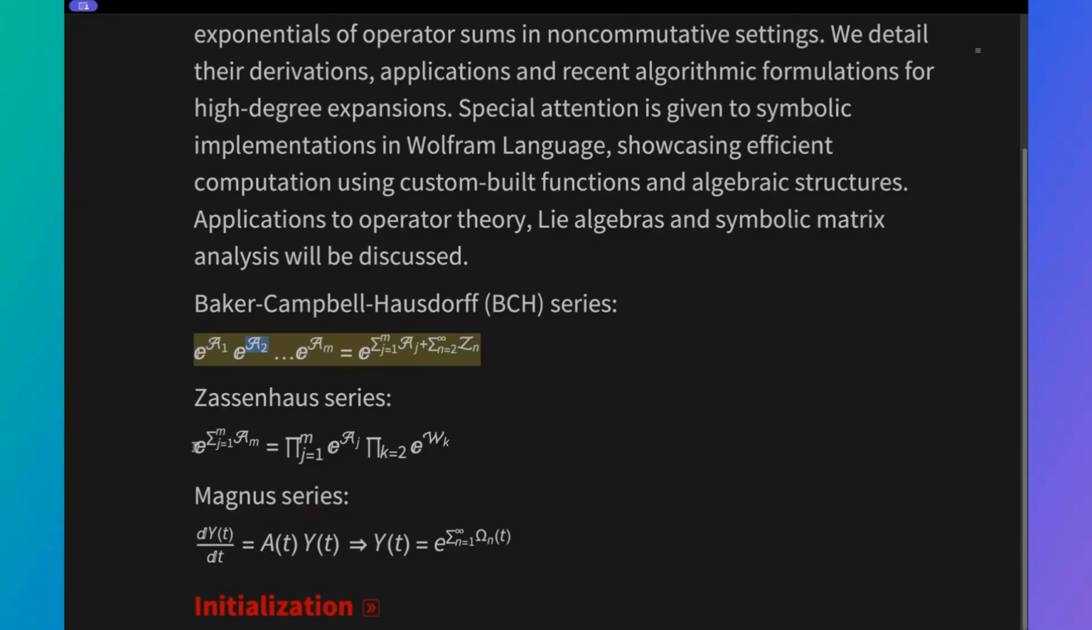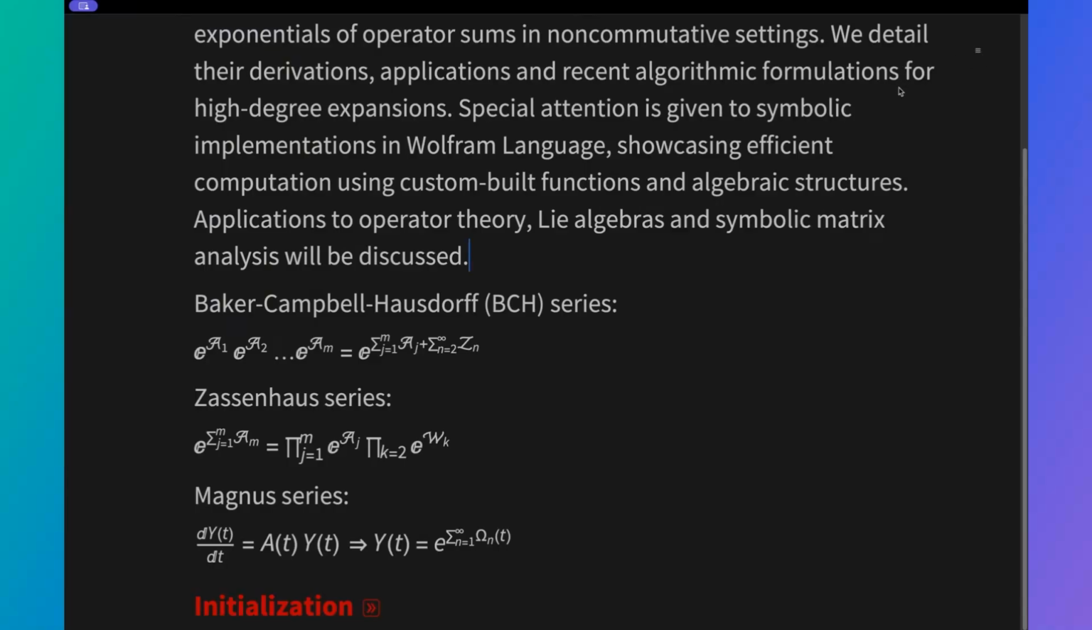Zassenhaus is the opposite. We have basically one exponential, and in the exponent we have the summation of a bunch of operators, and then our goal is to separate them, basically disentangle them. I'll go through some examples to show you that idea of disentangling. And Magnus, very similar to the Dyson series, is basically the story of time evolution. Usually we have a dynamical equation like this, and we are interested in finding our propagator, our evolution operator. Okay, so let's go through some examples.